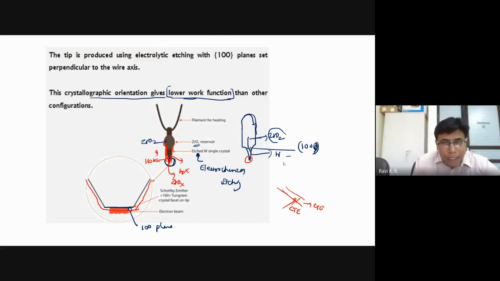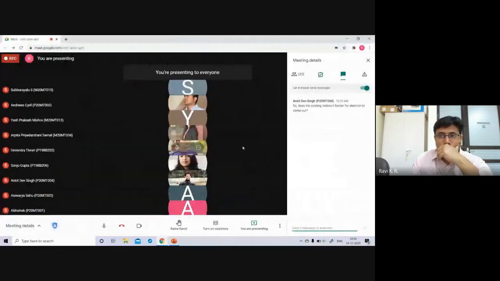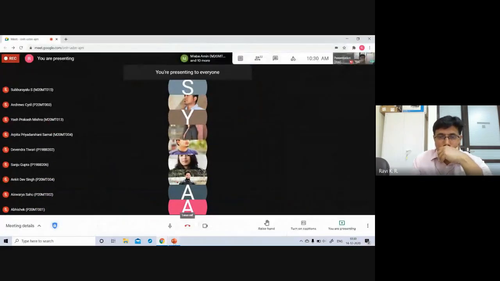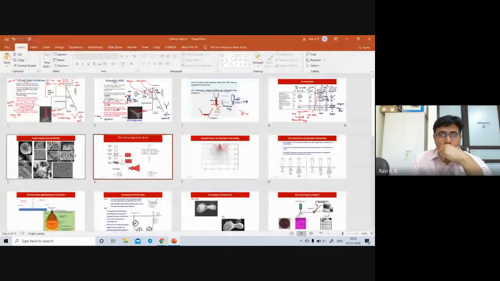Again, as she said, ZrO2 has a lot of phase transformation. When you have a bulk material with so many phase transformations, it is difficult to work, because you are actually giving a joint, and a joint can break. So these are the reasons why we are not using ZrO2 as it is as an electron gun. Any other question? Okay, if there are no questions, then I can go to the next part.